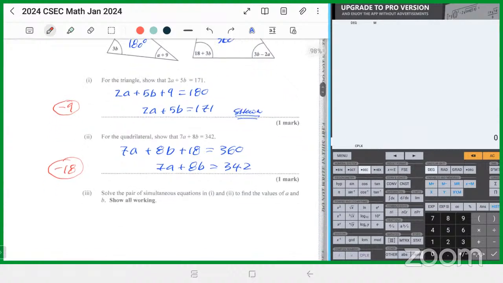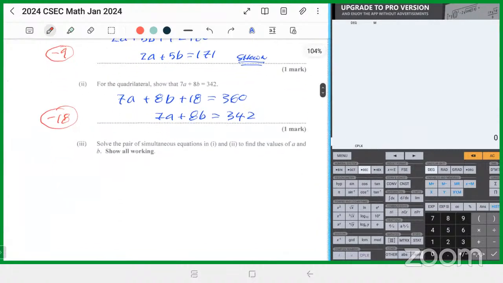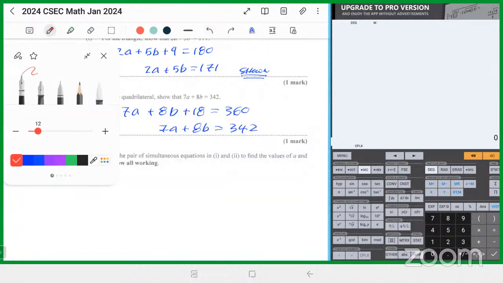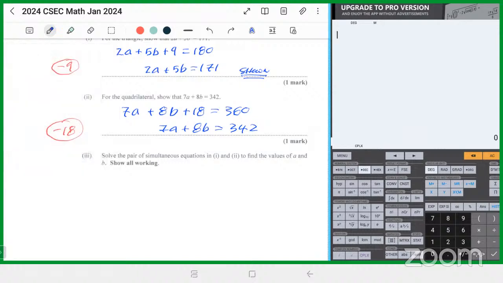Nice and easy. This part says we have to solve the pair of simultaneous equations in 1 and 2. That's these two equations we want to solve simultaneously to find the value for A and B. I want to show all working. All right, so I'm going to use an elimination method because these are two simple linear equations. A and B are the variables. So let me write them out first.